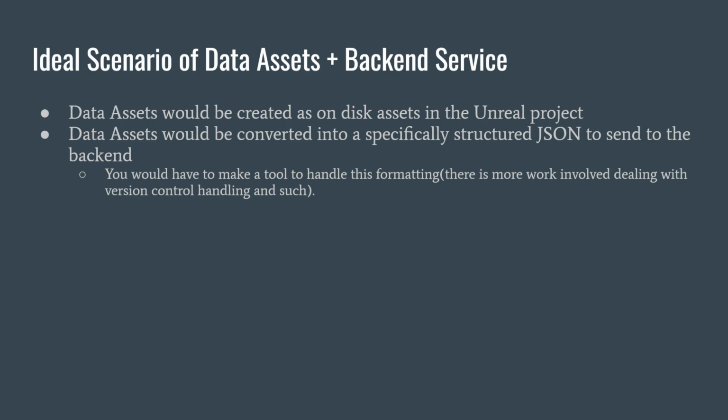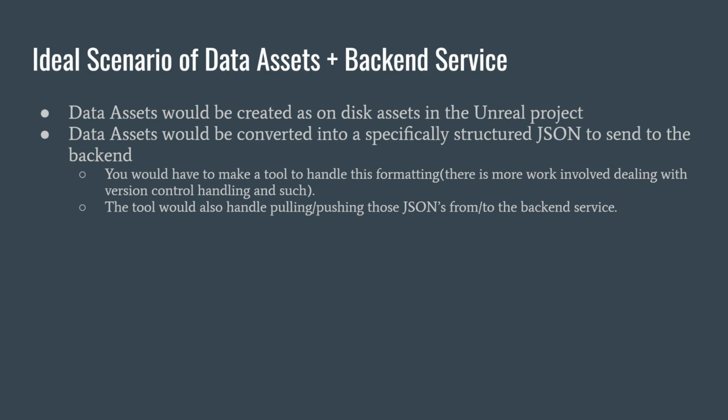And as I just said, you would pretty much have to make a tool to handle this. You would have to make a tool for formatting it, and there's more work involved with the version control handling and such. And the tool would also handle pushing and pulling those JSONs to and from the backend service. So you're treating it like, okay, I've created the data asset. Now I'm going to open this tool and have it handle sending this information to and from the backend to link this stuff up, so that it's always up to date with what the backend has.